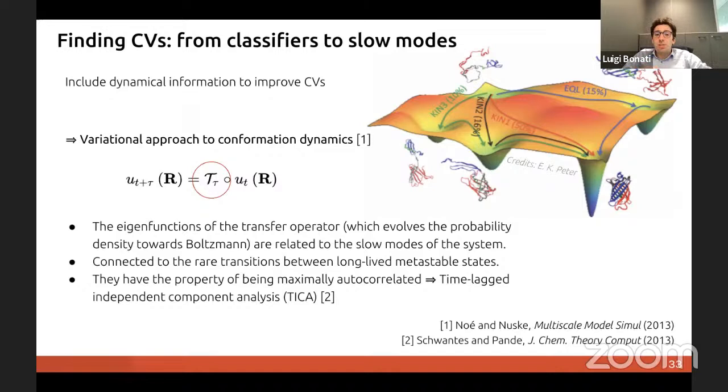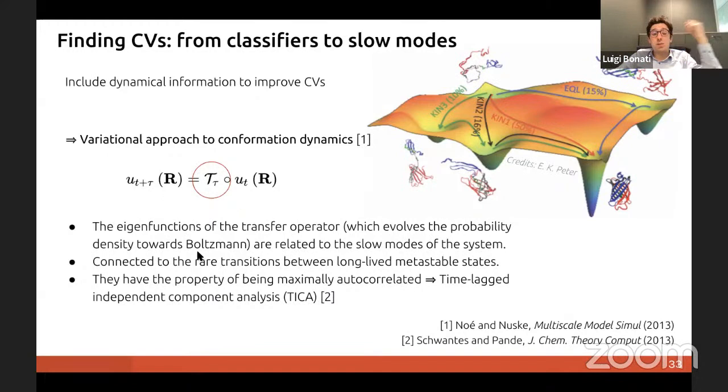So, the modes that most slowly decorrelate towards the equilibrium distribution. This is also connected to the Perron-Frobenius operator, and when we do Monte Carlo, it's guaranteed that only the leading eigenfunction of the Perron-Frobenius operator will survive, which corresponds to the Boltzmann distribution. The point is that here we are not interested in the Boltzmann distribution, but rather in what hampers our simulation from converging to Boltzmann. And this is the information which the eigenfunctions of these transfer operators give us.